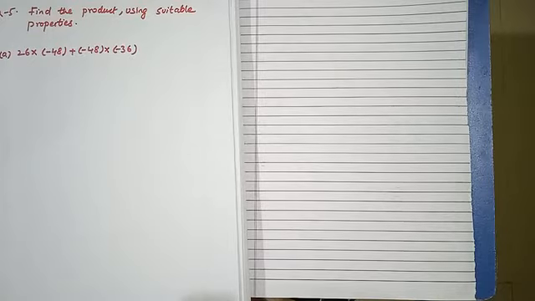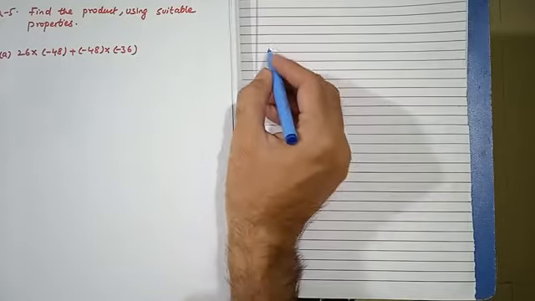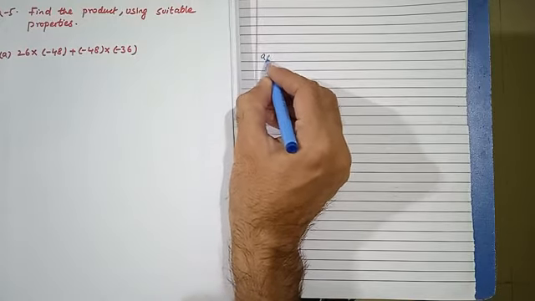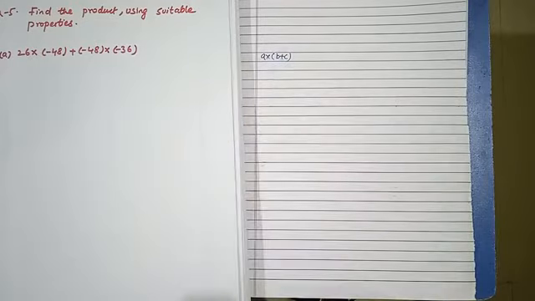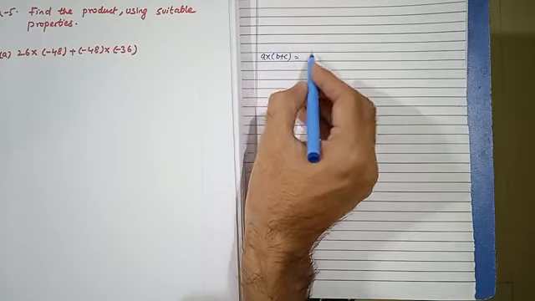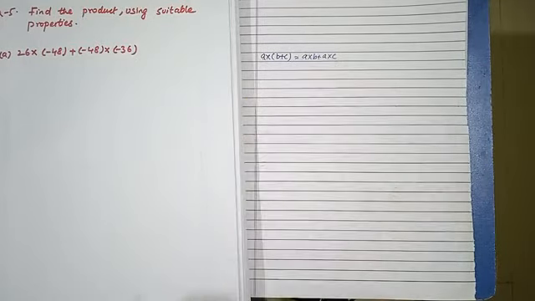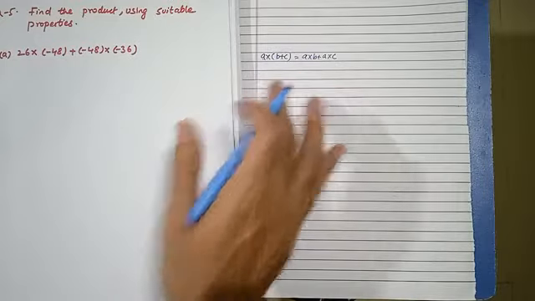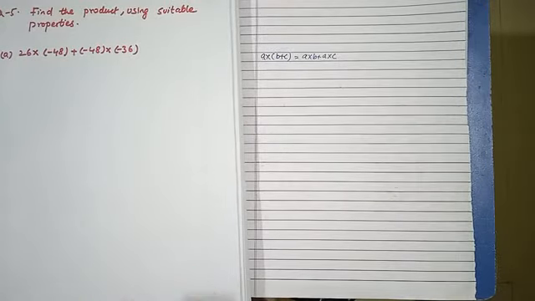Okay, so first is what? 26 into -48 plus -48 into -36. Now you know what the distributive property says: if A, B and C are three integers, then A into (B plus C) can be written as A into B plus A into C. We have studied all this in previous classes, and that's all we are going to use here.